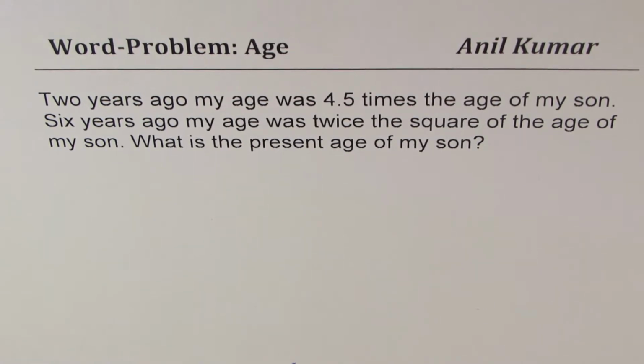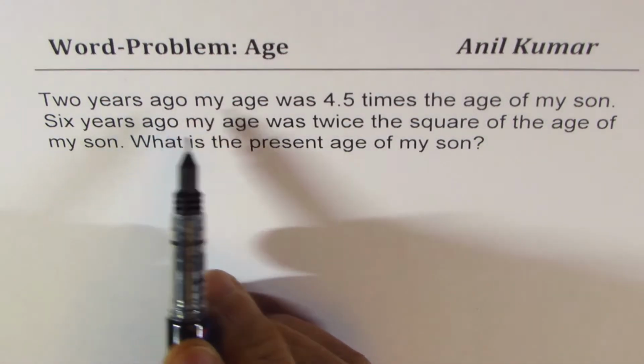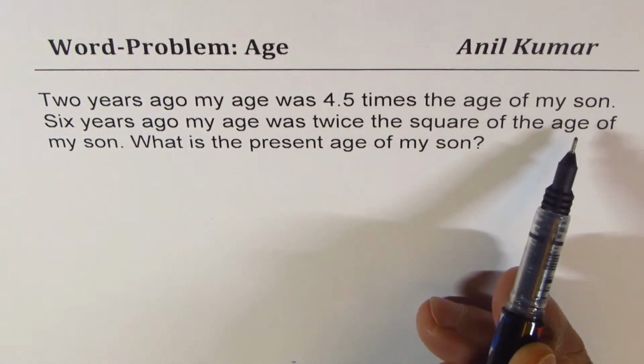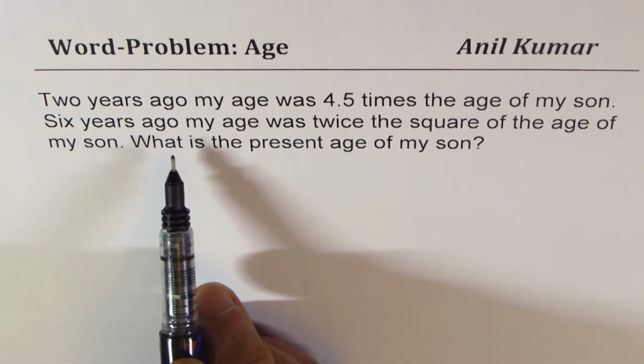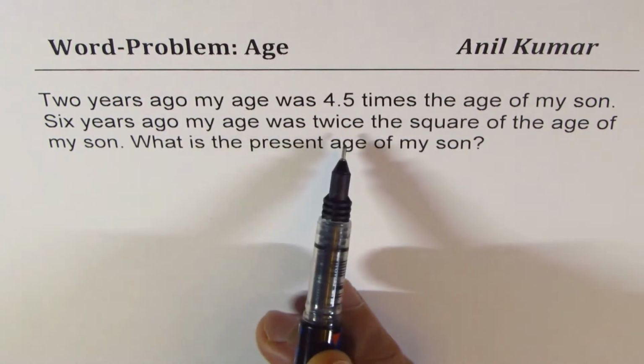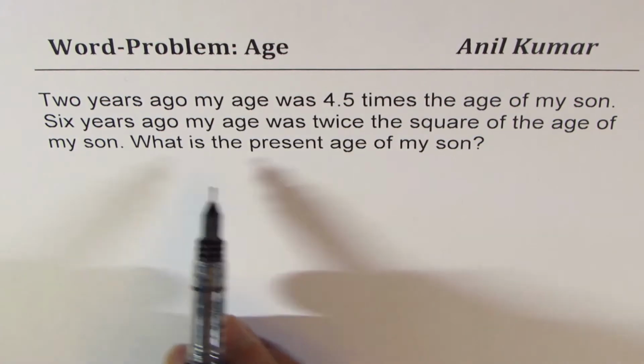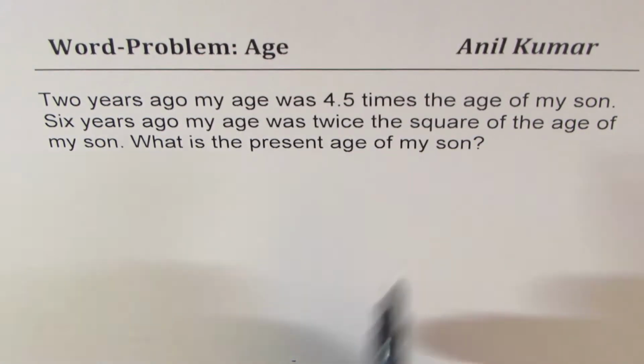The question here is: 2 years ago, my age was 4.5 times the age of my son. 6 years ago, my age was twice the square of the age of my son. What is the present age of my son?